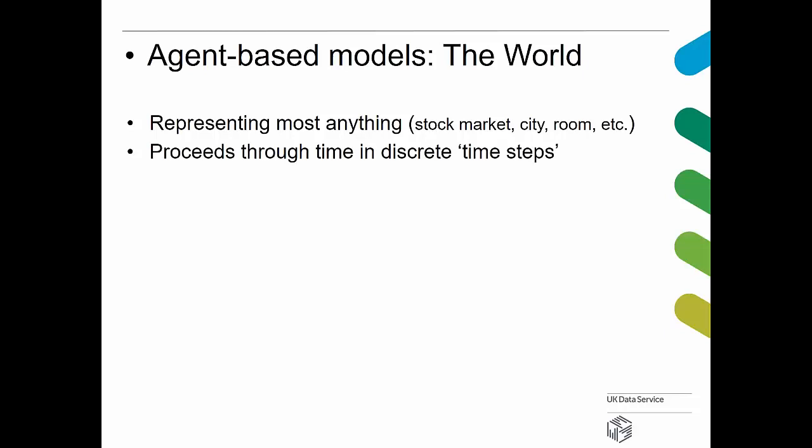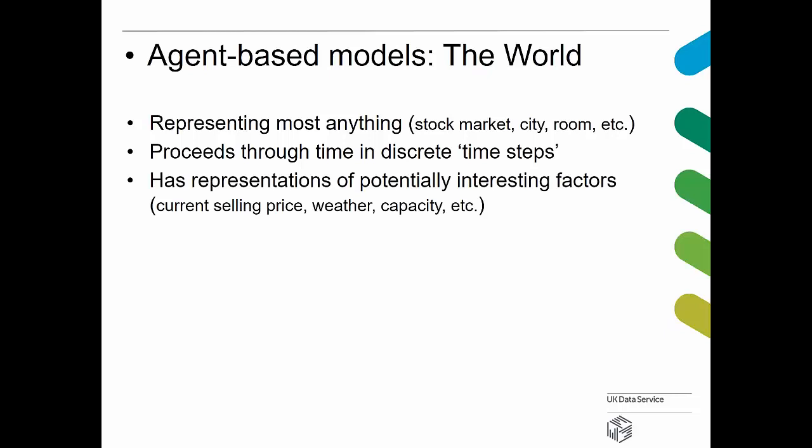The world also includes time, and because this is a computer, it has to advance in discrete time steps. Computers haven't really cracked continuous time yet. And the world that you will build to address whatever problem you're interested in should include representations of the potentially interesting factors. So if you're trying to model a stock market, you probably want to include current selling prices. If you're trying to model a city, you might want to include weather. If you're trying to model the room that you're in, maybe capacity is a valid feature that you're interested in modeling.